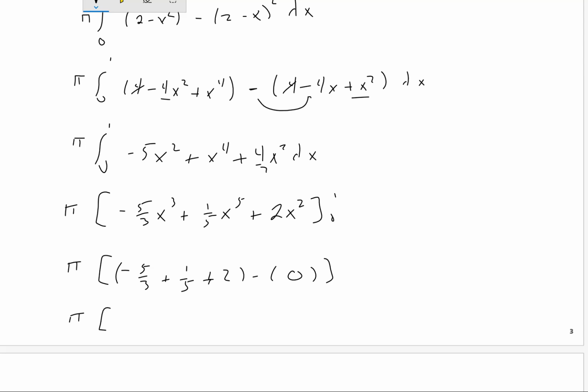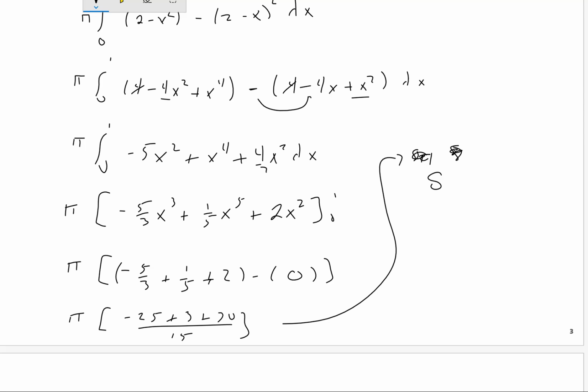And negative 5/3, that's going to be 15, right? So negative 25 plus 3 plus 30 over 15. And I don't have room on that next page yet, so that's just pi, and that would be 8/15. So I can write 8 pi over 15. And so that's going to be our volume for that shape when we rotate it.